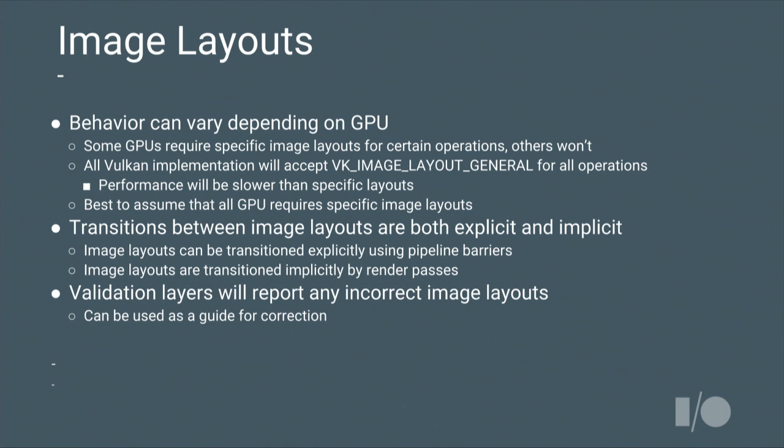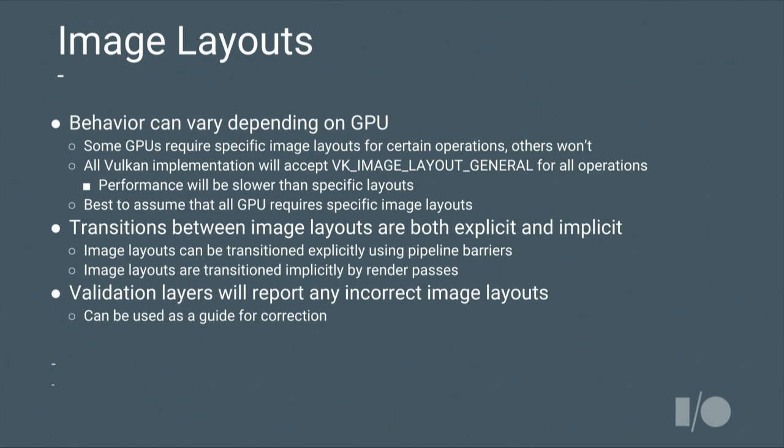Okay, these are the next two topics: image layouts and pipeline barriers. I wish there was more time to get in depth with these. They're pretty complicated topics, so I'll try to go over them as best as I can. The behavior of image layouts varies depending on the GPU. Some GPUs require very specific image layout transitions, others won't. The one thing you should know is that all Vulkan implementations will accept VK_IMAGE_LAYOUT_GENERAL for pretty much all operations. You will take a performance hit if you do that, though. So if you want to ensure best performance, it's best to assume that all GPUs require specific image layouts and set your code to handle it that way.